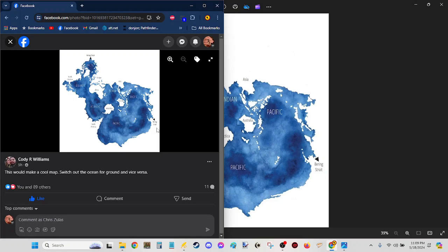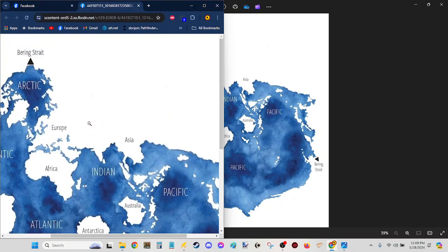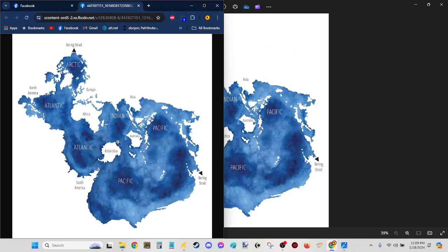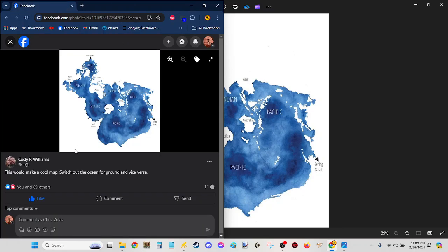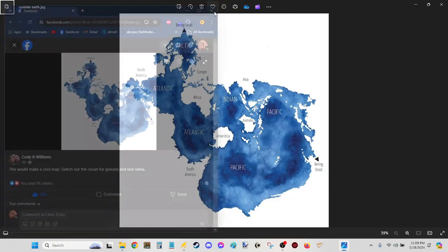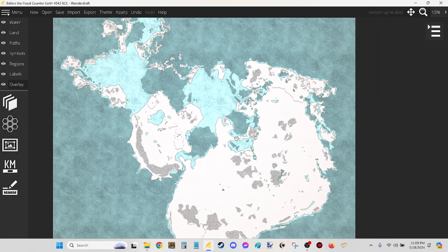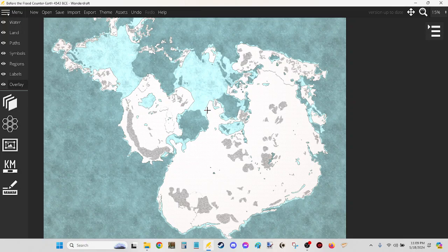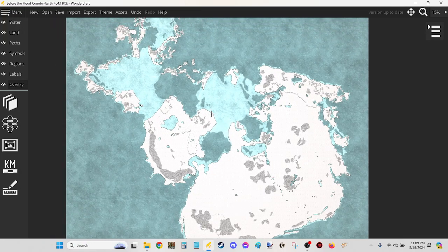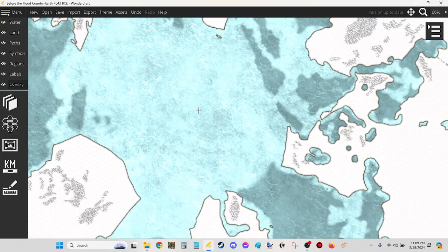Basically, someone in a Facebook group I'm in called D&D/RPG Maps posted this picture. It's a map of the Earth with just the oceans as the center, and the land is kind of the thing off to the side. And this guy Cody R. Williams said this makes cool maps, with ocean for ground, and vice versa. I completely agreed, so I downloaded it. I messed with the image, and after messing with it, I've turned it into this map. But now that I've made it, I really like it, and it's giving me intriguing possibilities.